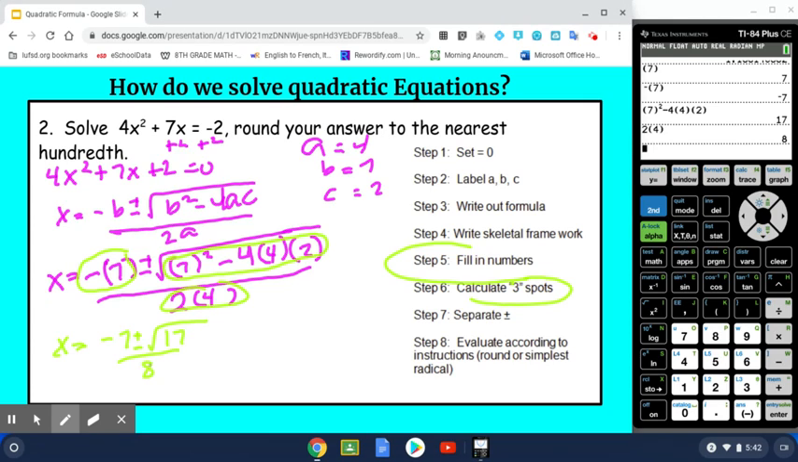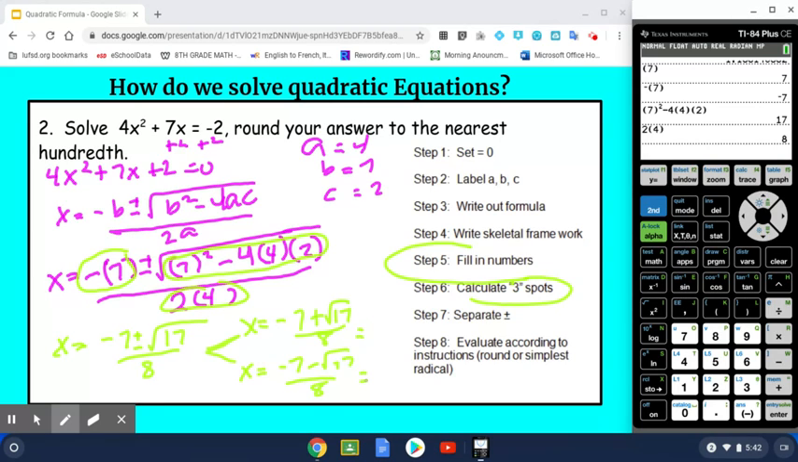Okay. Now your next step is to separate it. Now I'm going to have to separate it this way. Okay, so we have x equals negative 7 plus radical 17 over 8, and x equals negative 7 minus radical 17 over 8. Now we're going to plug those into our calculator separately, and we're going to find the answer rounded to the nearest hundredth.